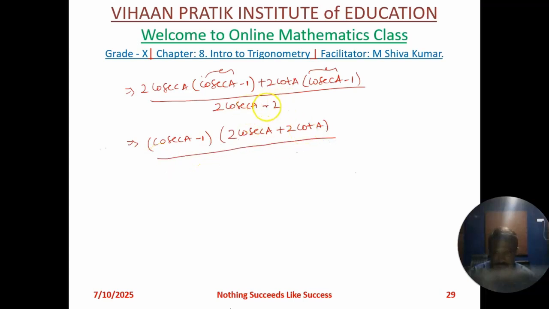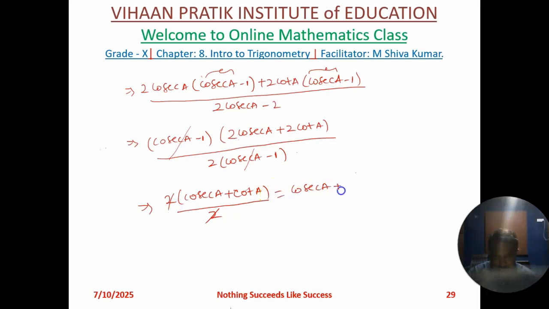Denominator, we'll write it as 2 common, cosecant A minus 1. So 2 into cosecant A is 2 cosecant A, 2 into minus 1 is minus 2. Now which will equal to cosecant A minus 1, cosecant A minus 1 cancel. In the numerator we have 2 common. So 2 into cosecant A plus cot A divided by, in denominator we have 2. So 2 cancel, which will equal to cosecant A plus cot A is the answer, which is equal to RHS.